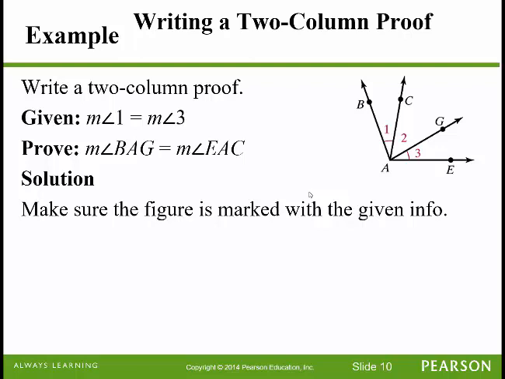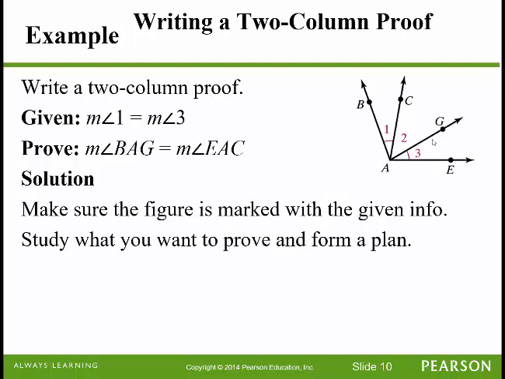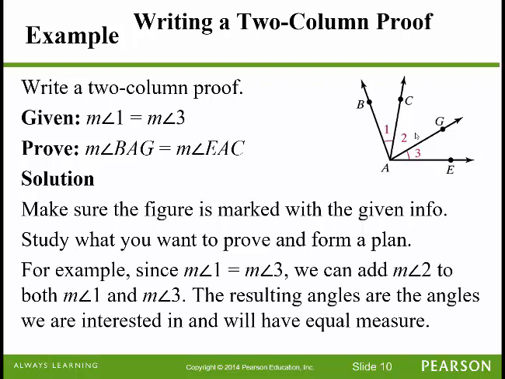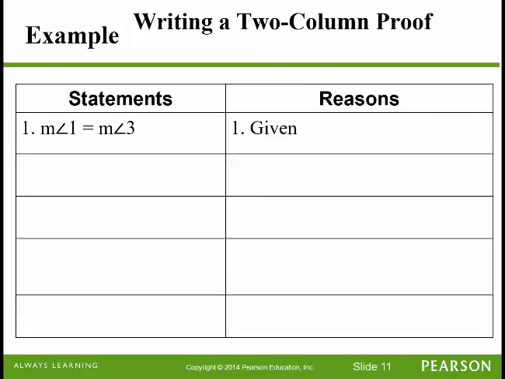All right, so make sure the figure is marked with the given information. Study what you want to prove and form a plan. I just told you what my plan was, right? For example, since the measure of angle 1 is equal to the measure of angle 3, we can add the measure of angle 2 to both measures of angle 1 and 3. All right, that was my plan. The resulting angles are the angles we are interested in, and they'll have equal measure. All right, so here's how we'll start.